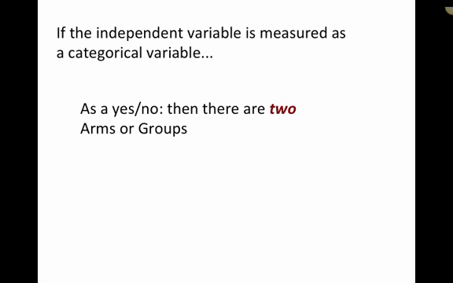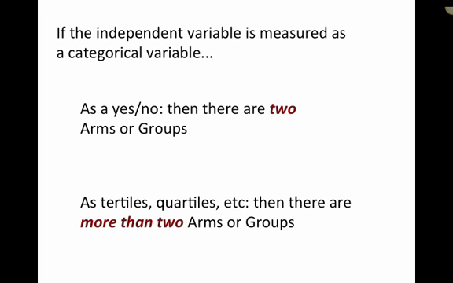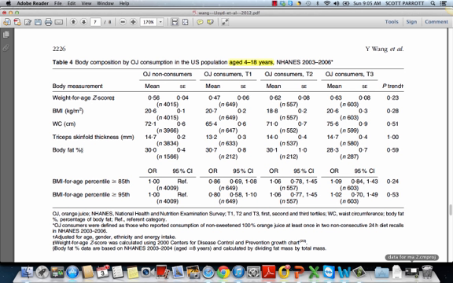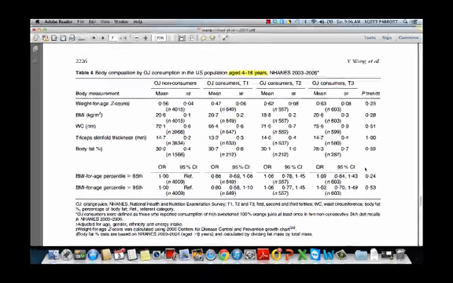So only two groups. Now, if the independent variable is measured as a categorical variable, but they've broken it up into, say, tertiles or quartiles, whatever, then there are more than two arms or groups. For the Wang article that we looked at earlier, they break the juice consumption up into three tertiles. So lowest, medium, high, tertile 1, 2, 3. And then they also have another group for non-consumers. So if we are interested in defining our groups, which we are, based on the independent variable, in this case we have four groups: non-consumers, consumers at tertile 1, tertile 2, tertile 3.